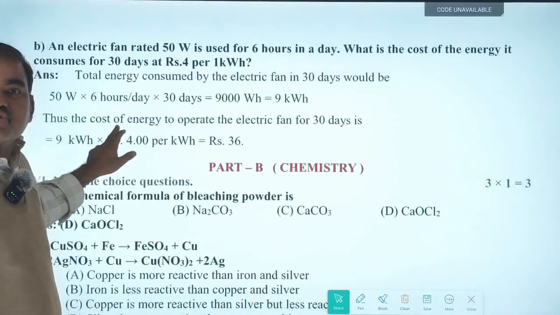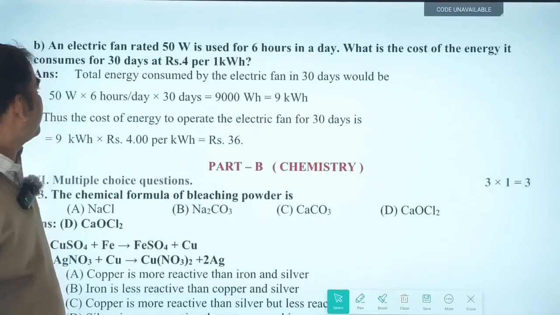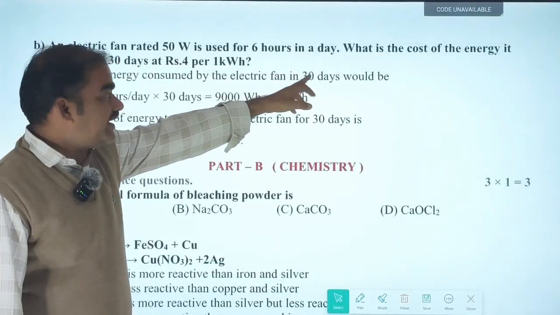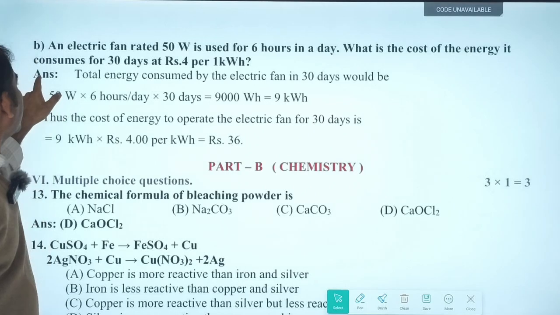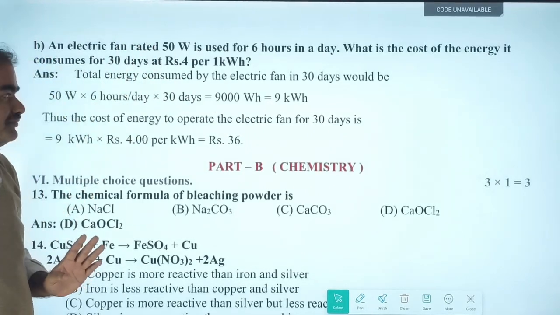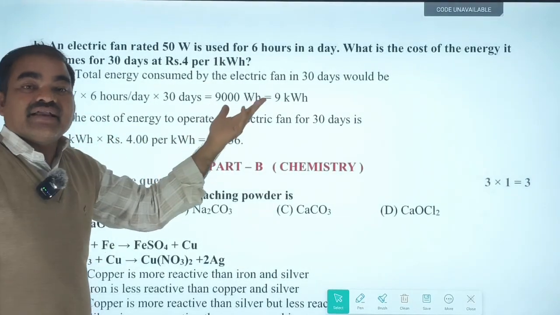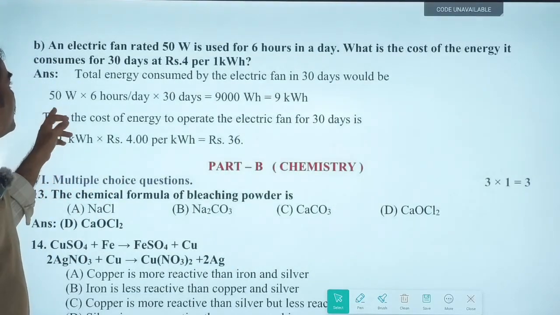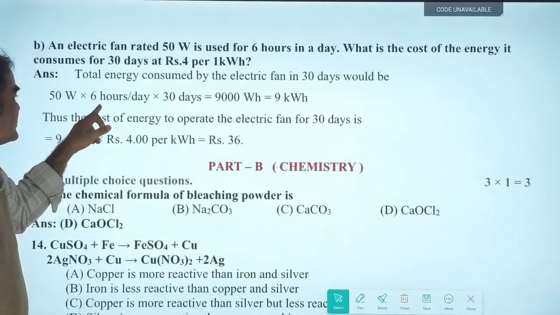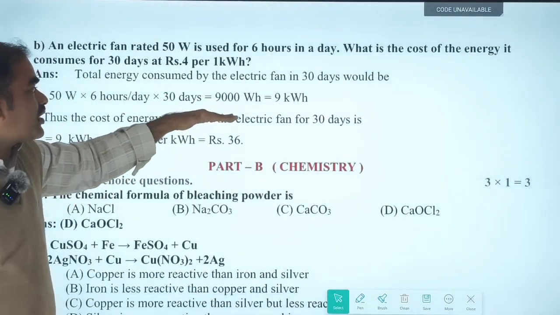Coming to the last question of model question paper number 3 of the physics part. An electric fan rated 50 watt is used for 6 hours in a day. What is the cost of energy consumed for 30 days at rupees 4 per kilowatt hour? Find the total energy consumed by the electric fan in 30 days. So 50 watt, 6 hours per day, for 30 days.